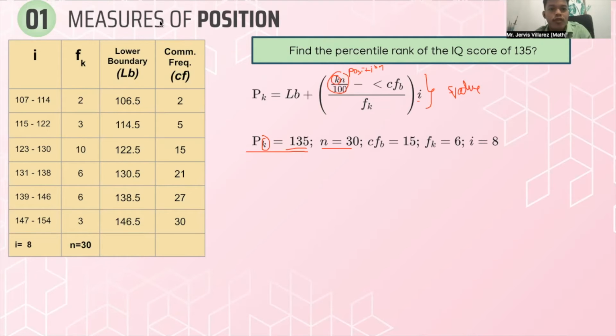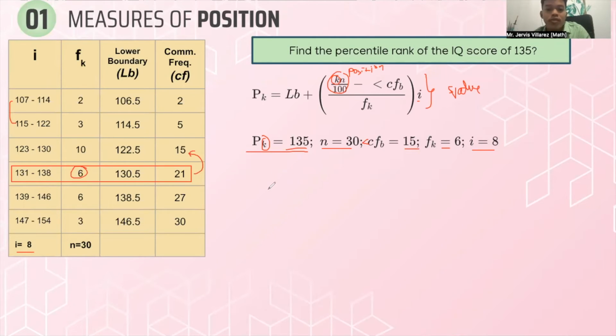We have to identify first where 135 is located. 135 is located here. Which means that the cumulative frequency before that class is 15, which is basically this one. The frequency of the class, the number of students who have that IQ score in that class interval, is 6, while the class size is 8. So we already have the ingredients in order to solve for the k.